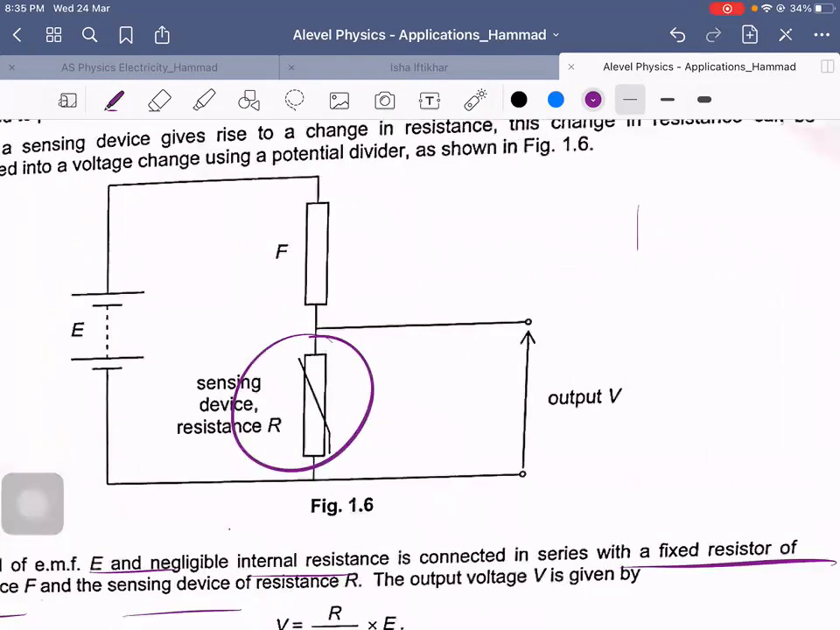So I'm going to use my ratio theorem. R is the resistance of the resistor. R plus F is the total resistance. And E was the EMF of the entire circuit, would give me the voltage drop at R.